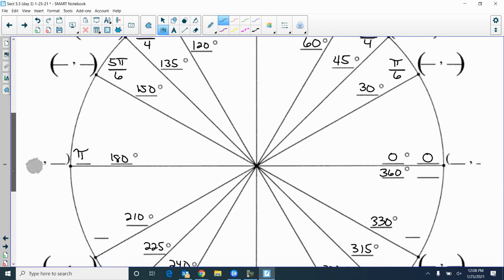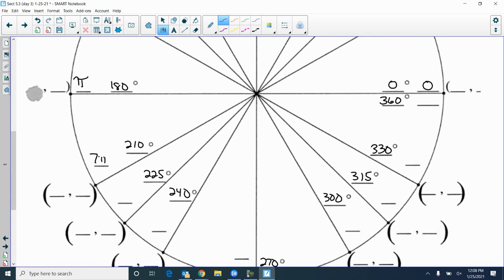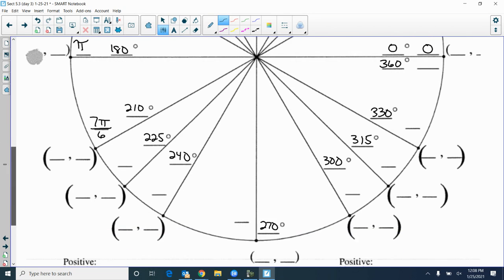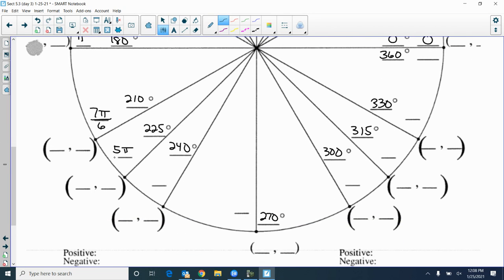180 is just pi. 210, 7 pi over 6. 225, 5 pi over 4. 240, that is 4 times 60, so it's 4 pi over 3. And then 3 pi over 2. And then as we move forward, 5 pi over 3, 7 pi over 4, and 11 pi over 6. Oh, 360, 2 pi.